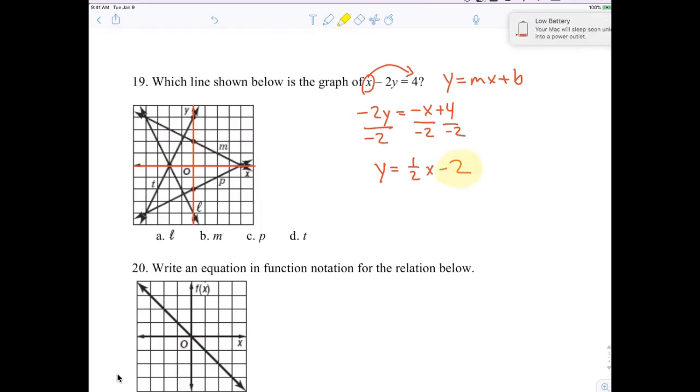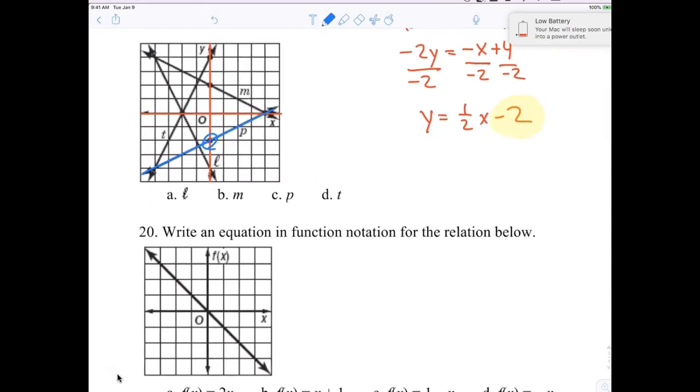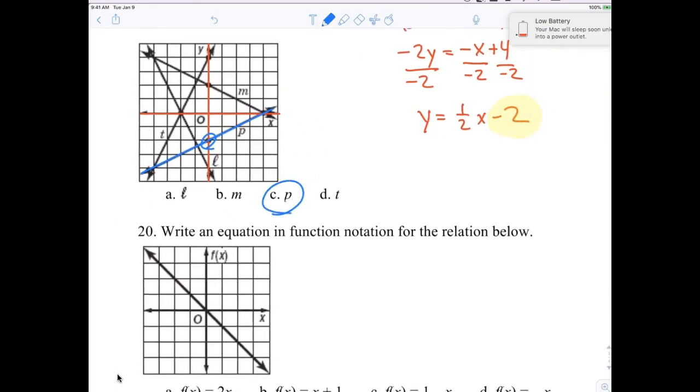A y-intercept of negative 2. Well, there's only one. Does everybody see that? So this is your y-intercept of negative 2. So the only possibility there is what? P.